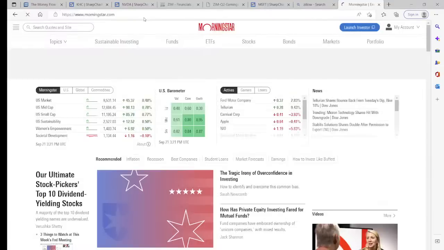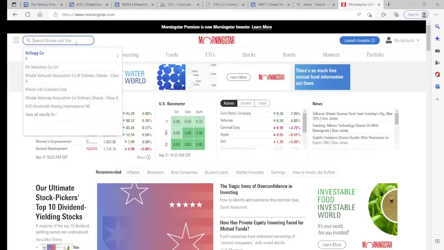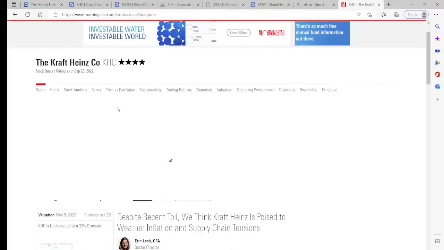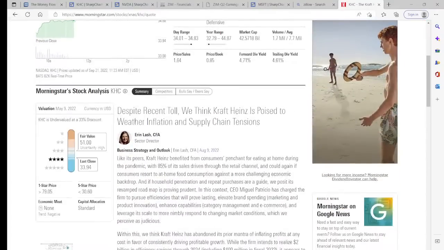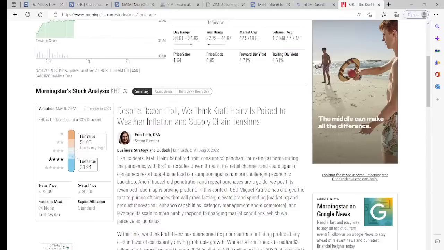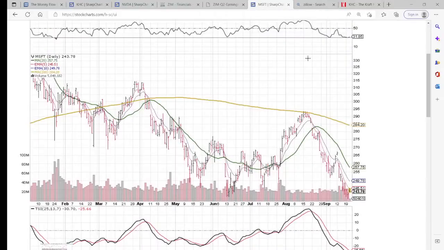Let's see real quick. Kraft. Come on, man. What did I say? 35? Come on, man. I bet I could sit on a show and they could just throw tickers and I'll tell you how much it's underpriced by. Just looking at the chart.